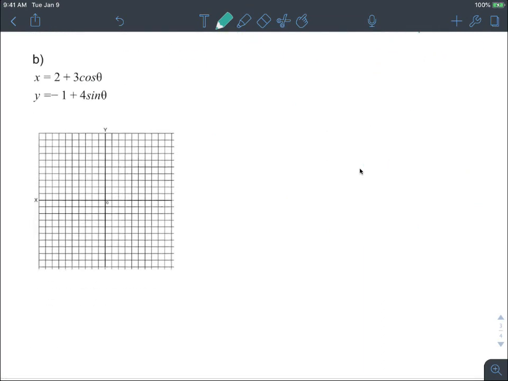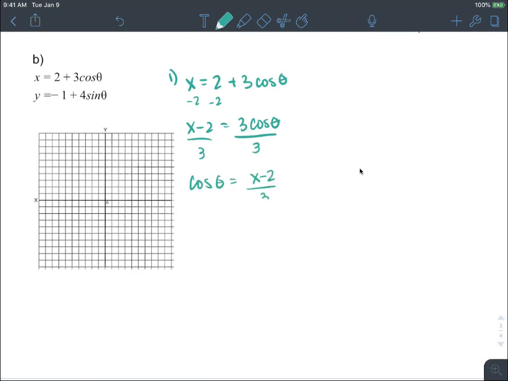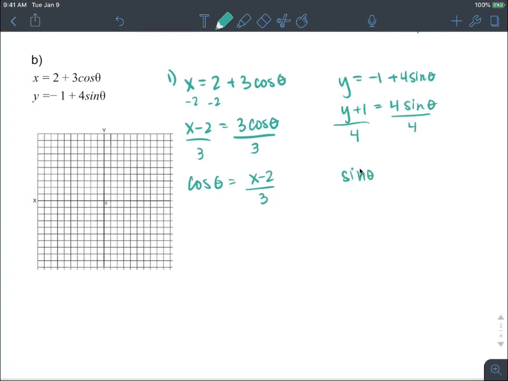B. So this parametric equation has sine and cosine in it. So we're going to solve for 2 plus 3 cosine theta. We're going to get cosine theta by itself. So minus 2. X minus 2 is equal to 3 cosine theta. Divide by 3. Cosine theta is equal to x minus 2 over 3. And then again for y. So y plus 1 is equal to 4 sine theta. Divide by 4. So sine theta is equal to y plus 1 over 4.